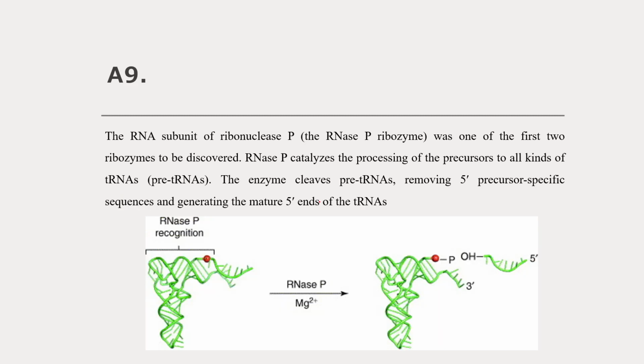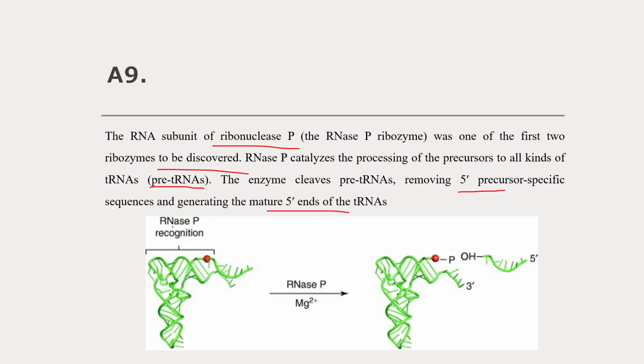We have discussed it before, so I am just revising it again. The RNA subunit of ribonuclease P, because it has one RNA subunit and one protein subunit, was one of the first two ribozymes to be discovered. RNase P catalyzes the processing of precursors to all kinds of tRNAs, that is pre-tRNAs. The enzyme cleaves the pre-tRNAs, removing 5' precursor specific sequences and generating mature 5' ends of the tRNAs.